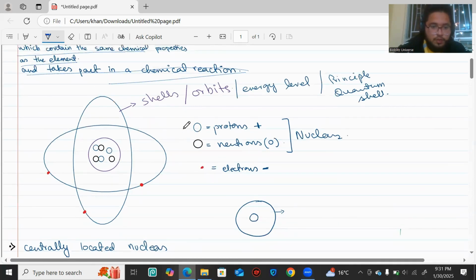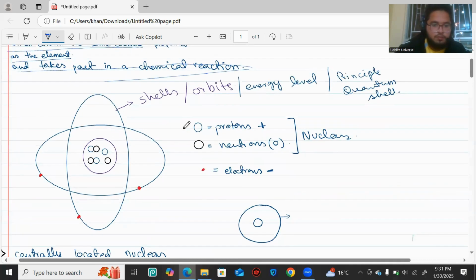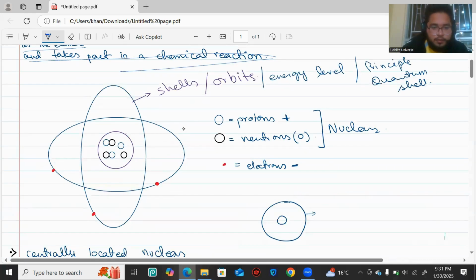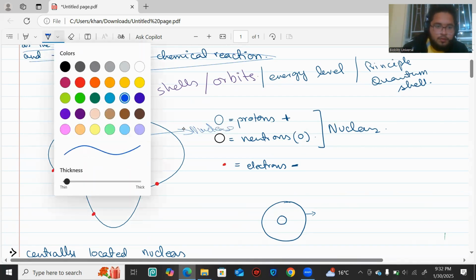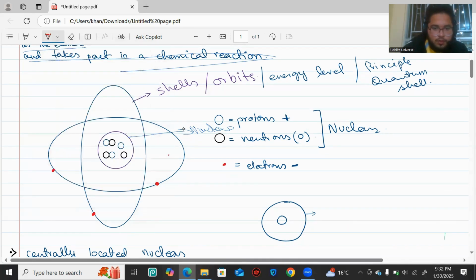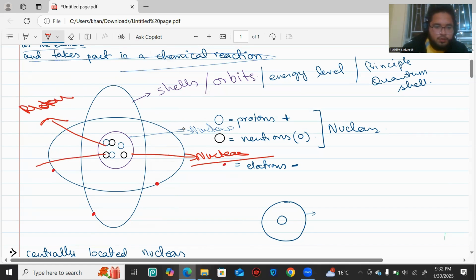Now, what is the structure of an atom? Basically, an atom has a nucleus. Okay, let me adjust the thickness. So now, an atom has a nucleus. In the nucleus, there are two particles, which are proton and neutron.